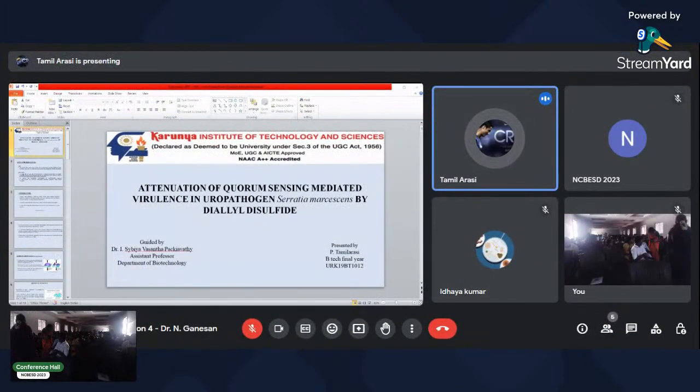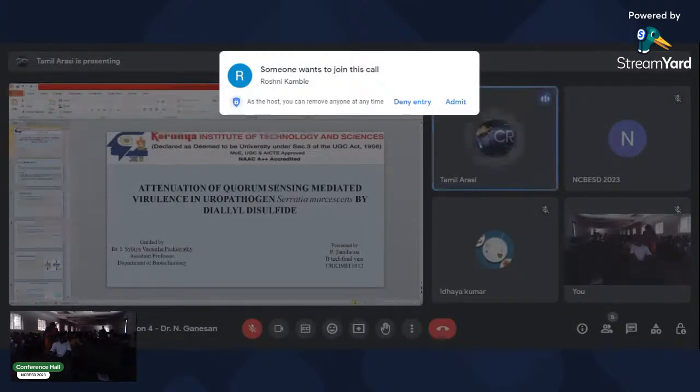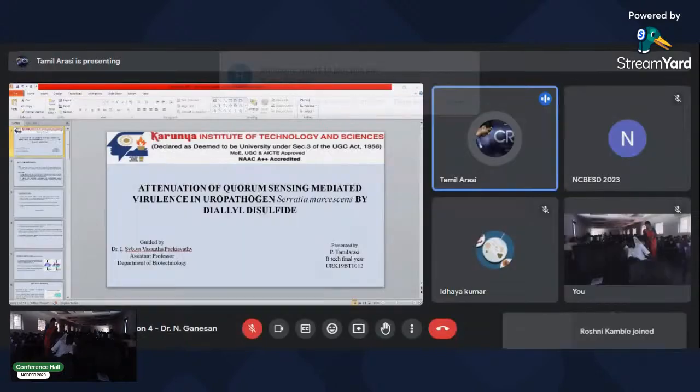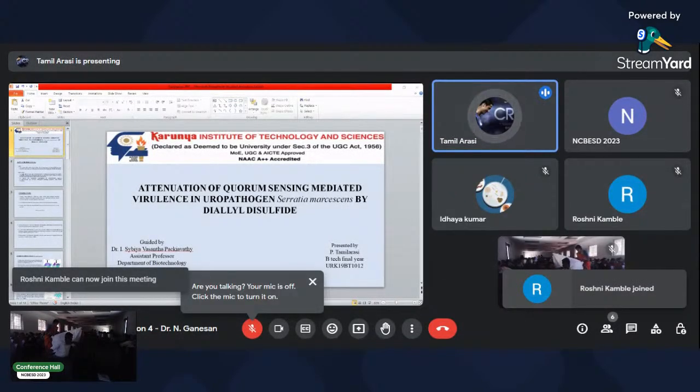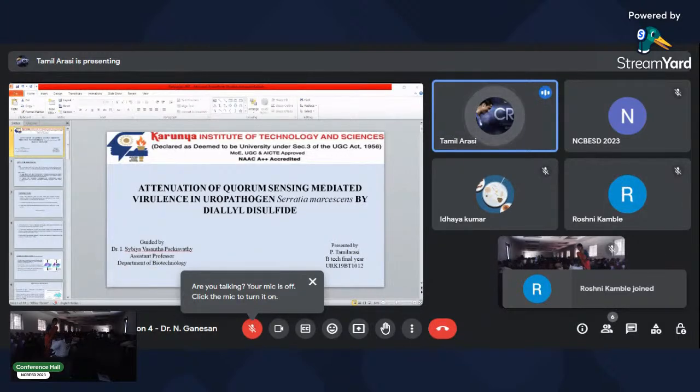The objectives are, first, through in vitro studies, to explore the virulence reduction of diallyl disulfide against Serratia marcescens. The next one is to assess the molecular mechanism of diallyl disulfide against Serratia marcescens via in silico analysis by docking with the SmaR receptor. The SmaR receptor plays a major role in the quorum sensing mechanism.